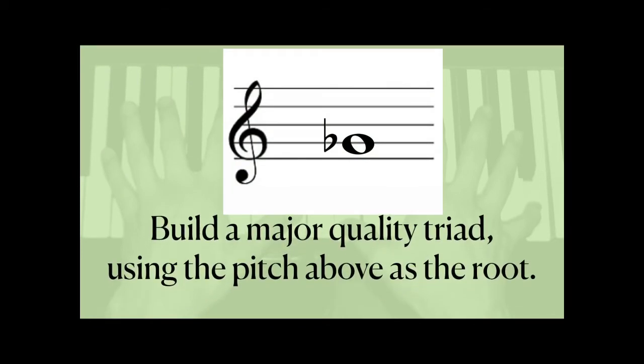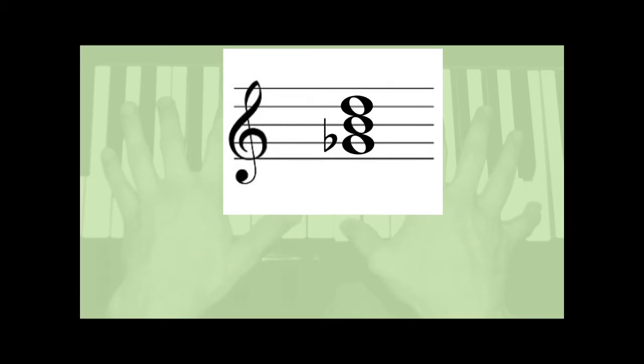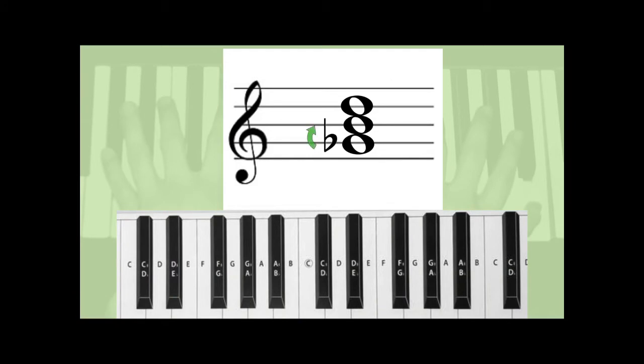Now let's build a major quality triad using this pitch as the root. We've got a G flat, so let's put a line above that and a line above that to build our snowman. Now we bring in the keyboard. Our first third, or the one on the bottom, needs to be a major third. So we need to go up 4 half steps from G flat. Let's count. 4 half steps up. Some kind of B, that's a B flat.